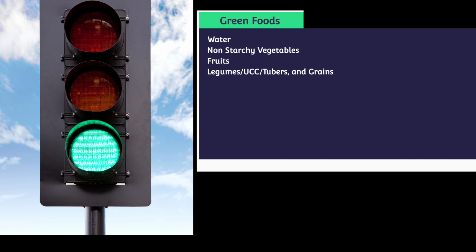And this is your green zone, guys. This is your green zone. This is a go, go, go. Water, fruits, vegetables, unrefined complex carbohydrates, your lentils, and your tubers. This group is special because it has what has zero calories.